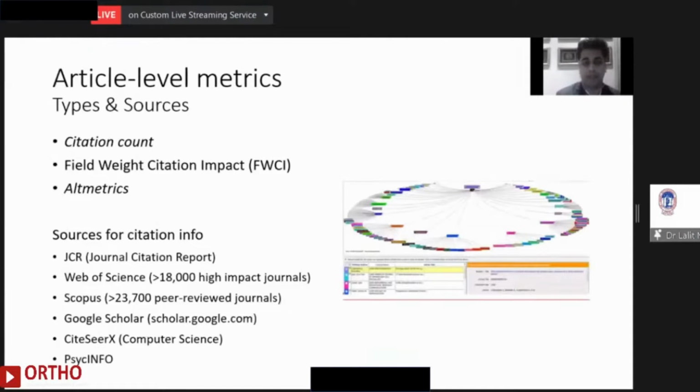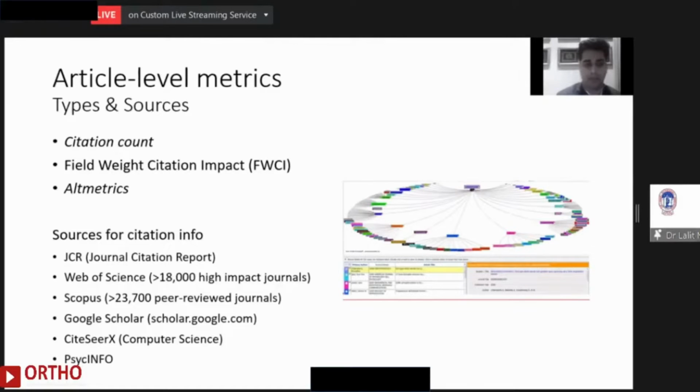So first, let's start off with the article level metrics. The article level metrics, really, the most common one is the citation count, and you also have something called the field weighted citation impact. And of course, now we are relying more and more on alternate metrics, which are altmetrics, which are taking into account social media.